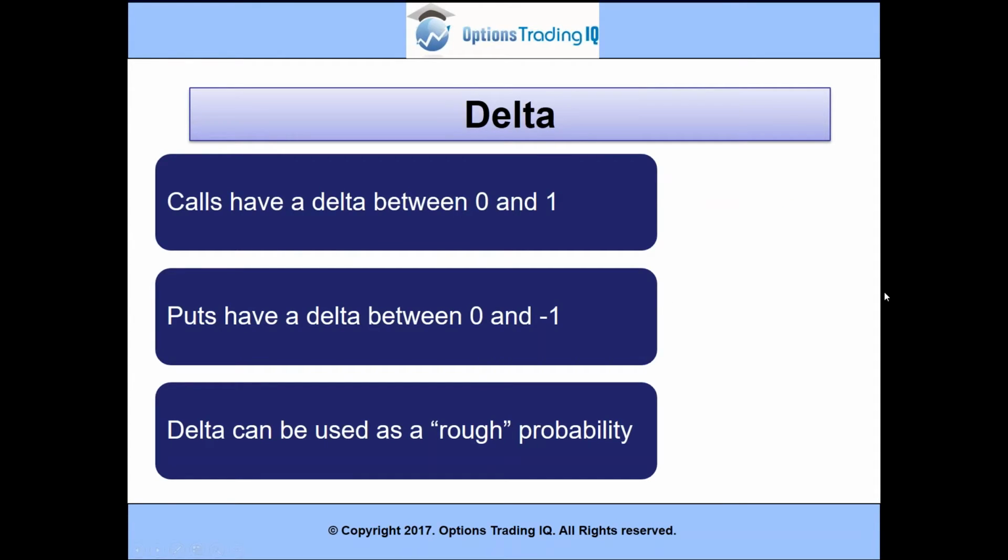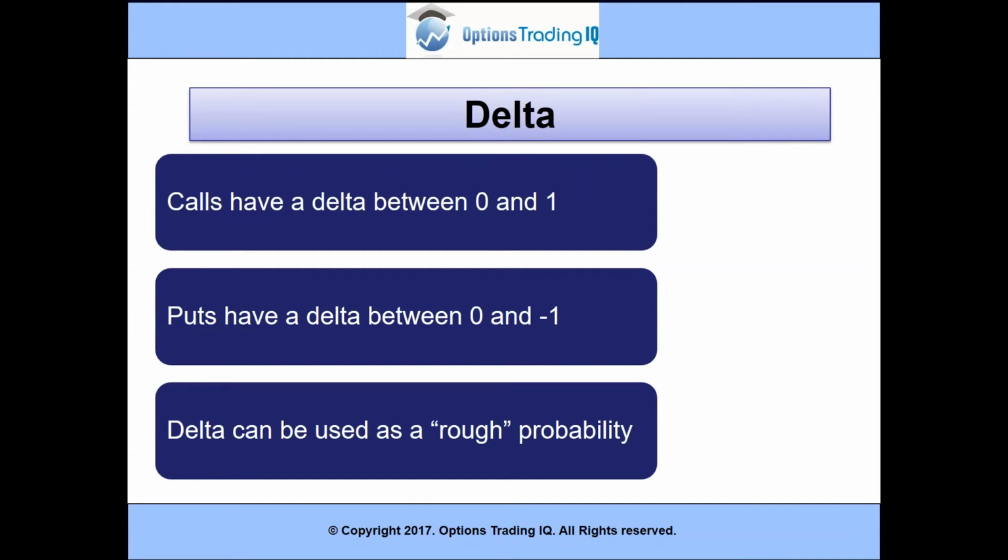Calls have a delta between 0 and 1. Puts have a delta between 0 and -1. So calls are positive, puts are negative. And delta, as we talked about on Tuesday, can be used as a rough probability. Okay, so if you're looking at an option with a delta of 10, it has a roughly 10% chance of finishing in the money. It's not exact, but you can use it as sort of a rough probability.